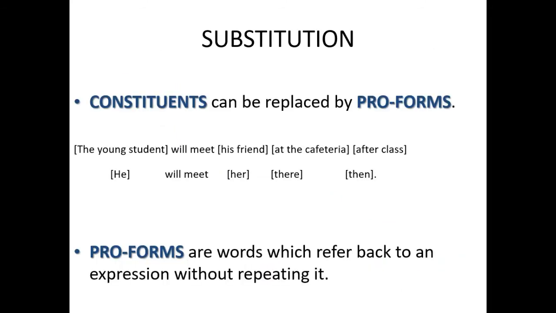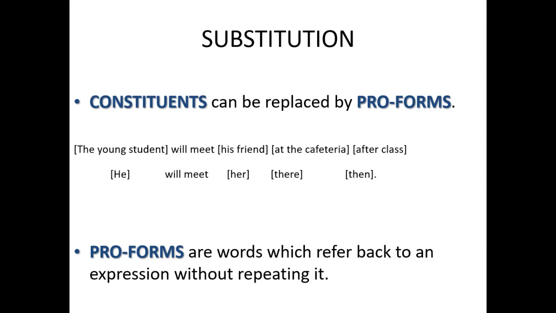So substitution is one of the most useful tests, but it doesn't really always help you identify what sentence element you're talking about. So if you have a sentence such as the young student will meet his friend at the cafeteria after class, sentence elements are typically in everyday conversation shortened through proforms. What are proforms? Proforms are short forms that allow us to speak efficiently. So instead of saying the young student, you can say he, or you can say she. You cannot have a proform really for the main verb, so you have to say he will meet, but then instead of his friend, you say her, instead of at the cafeteria, you say there, and instead of after class, you say then. So out of the young student will meet his friend at the cafeteria after class, you get he will meet her there then.